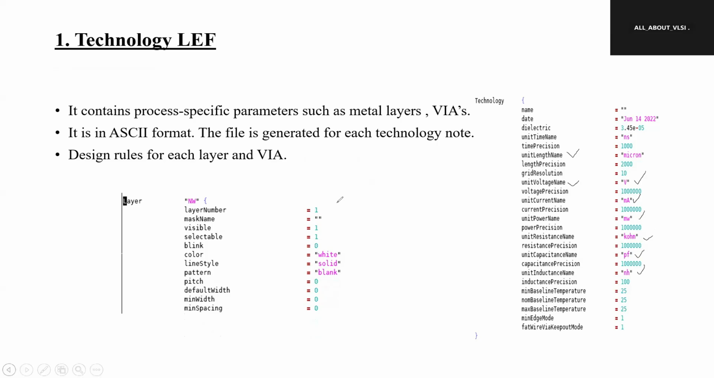And see here, layer number. We are using the metal one layer, and we named that layer as 1. And see here, color is white, and line type. This is the complete information of one particular metal layer, right? So this is the color and line type, line style, and pattern. All this information is presented in the technology LEF.